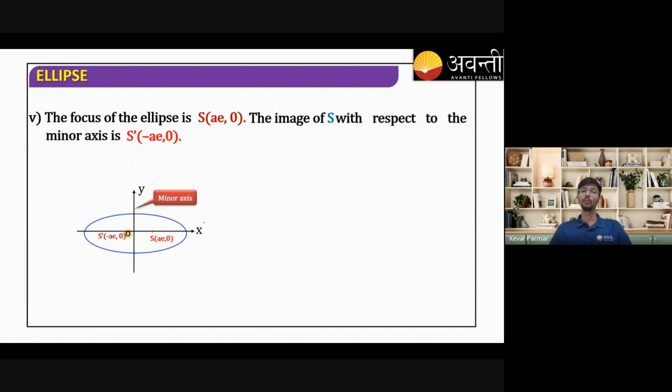Right? So there are two foci. One is S and the other is S dash. As you can see, S and S dash are images with respect to the minor axis. That means they are equidistant from the origin. So if the coordinates of S are (ae, 0), then the coordinates of S dash will be (-ae, 0). I hope it is clear. S dash is called the second focus.